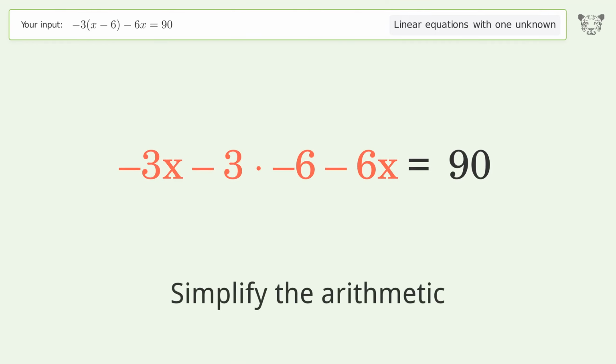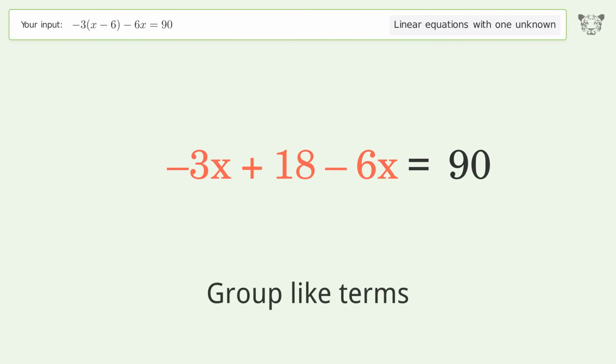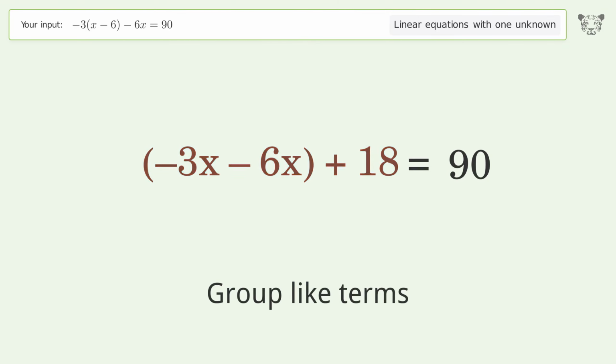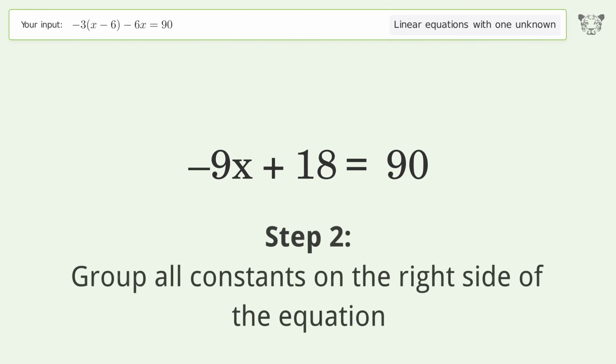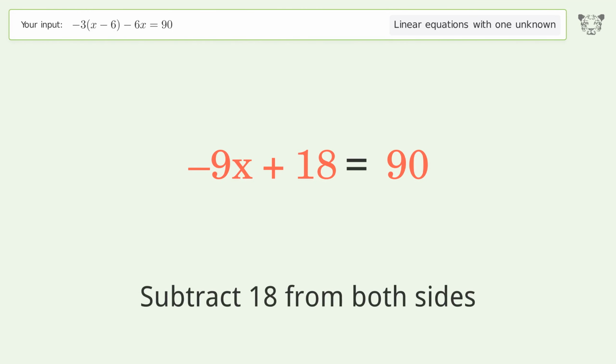Simplify the arithmetic. Group like terms. Combine like terms. Group all constants on the right side of the equation. Subtract 18 from both sides.